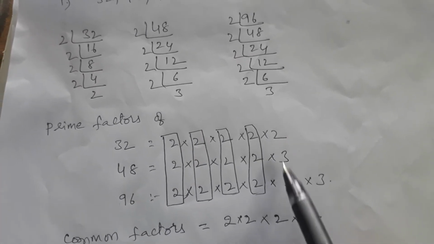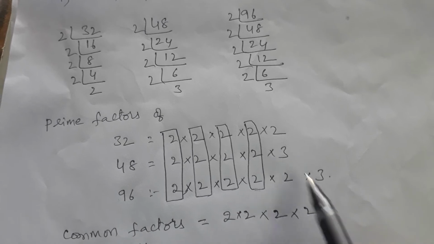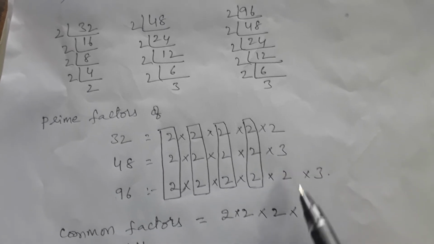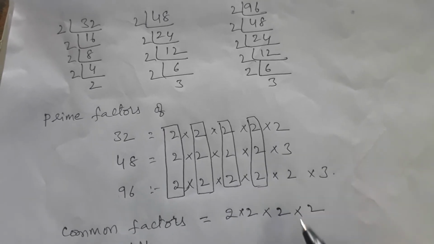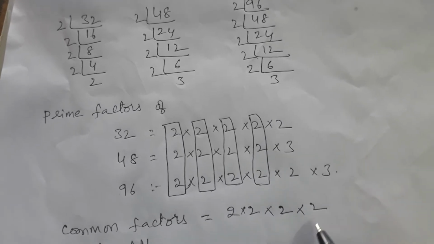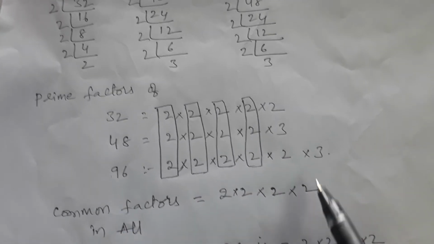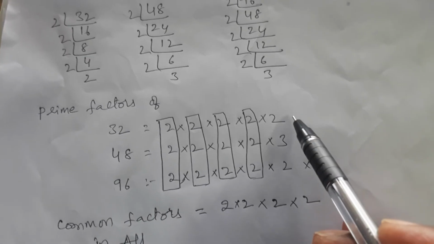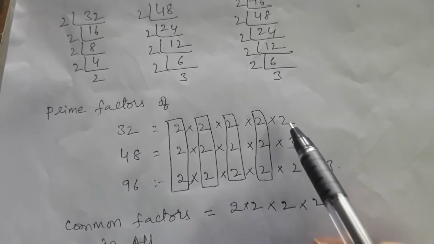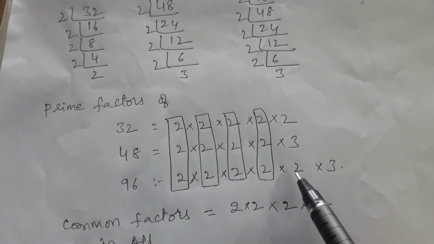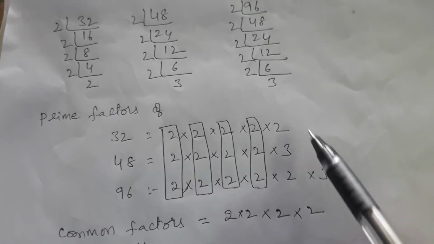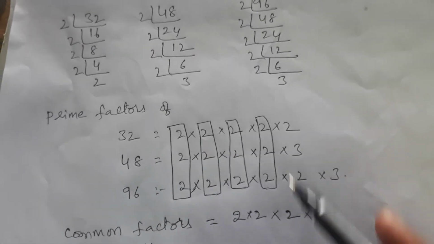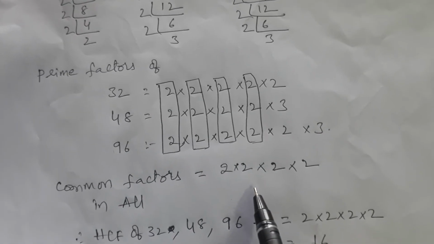So that should be common for all. Any factor you are taking here should be common in all; that number you take only one time. Here 3 is there in the second and third one, but not in the first one, so don't take it. 2 is there in the first and third one, but not in the second one. So which is common in all, that only take one time.